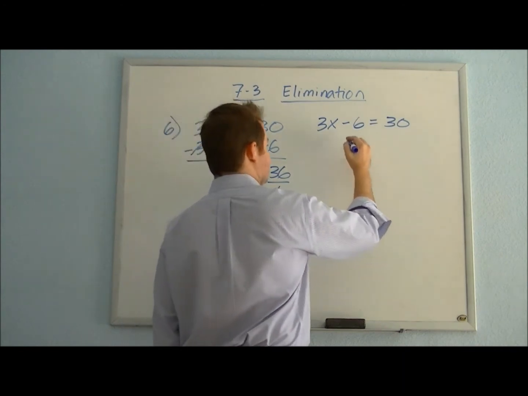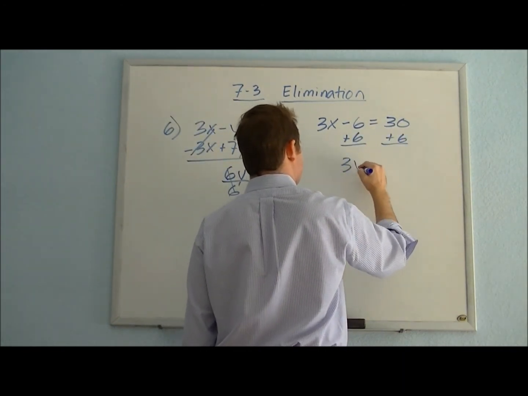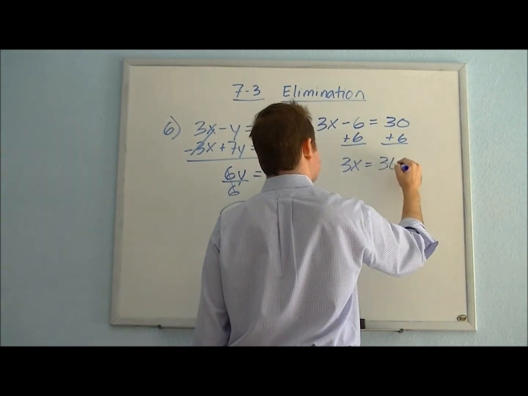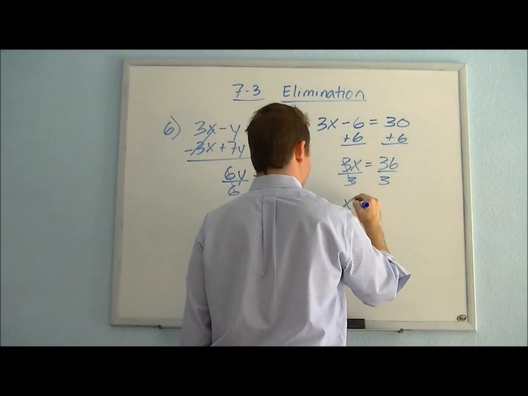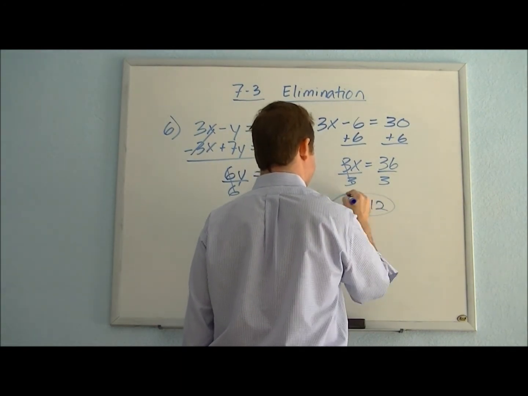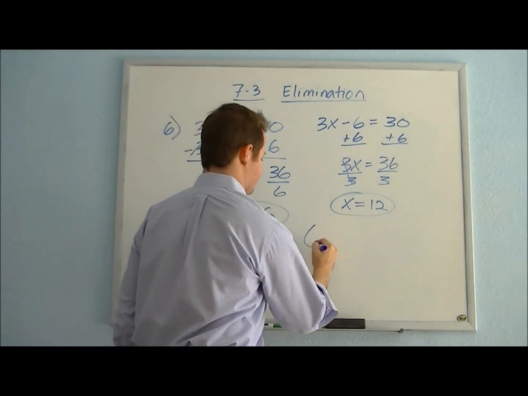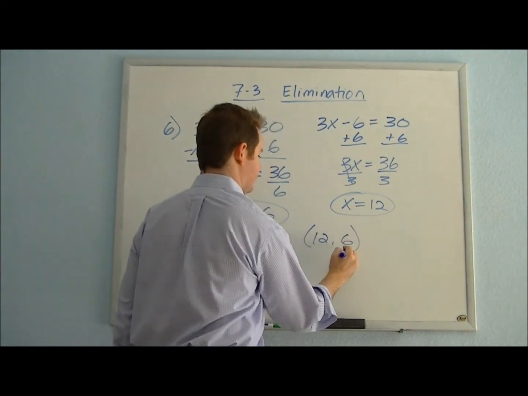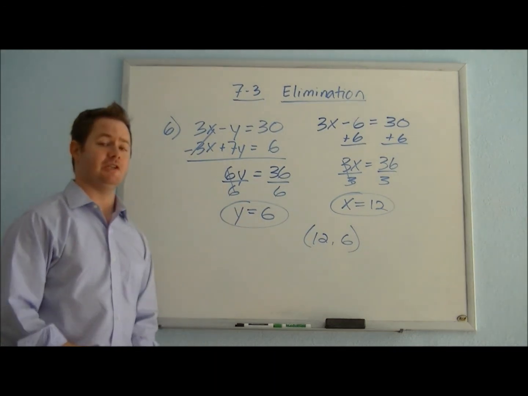And then from here we need to isolate x, so we add 6 to both sides. 3x gives us 36. And when we divide both sides by 3, we're left with x equals 12. So 12 for x and 6 for y would be our solution to this question using elimination.